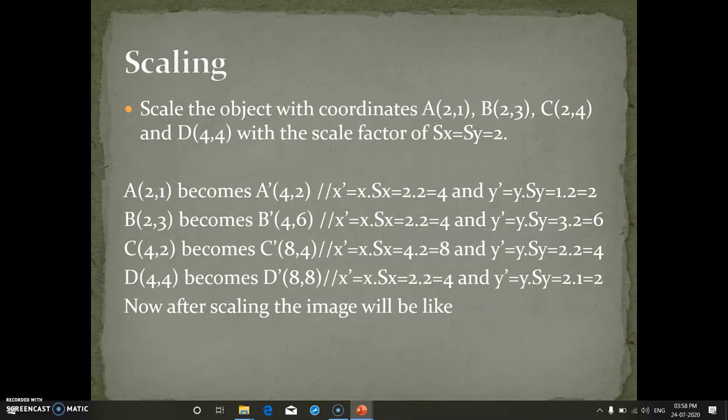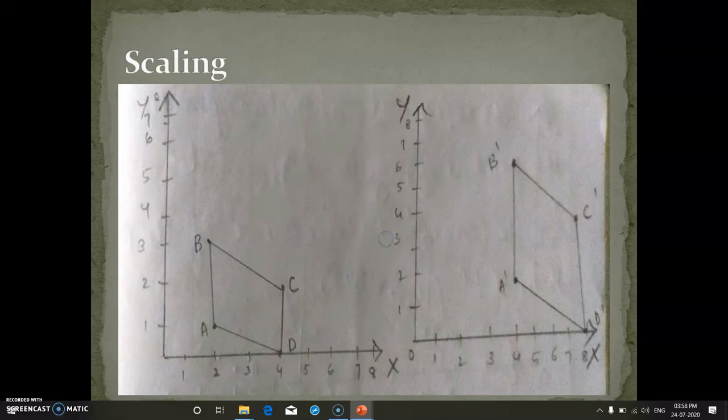So now after scaling, the image will be like this. This is the original image A, B, C, D. Now it is double the size after scaling and also away from the origin. So this is how scaling works. The effect on the object is that the object is doubled and shifted away from the origin.